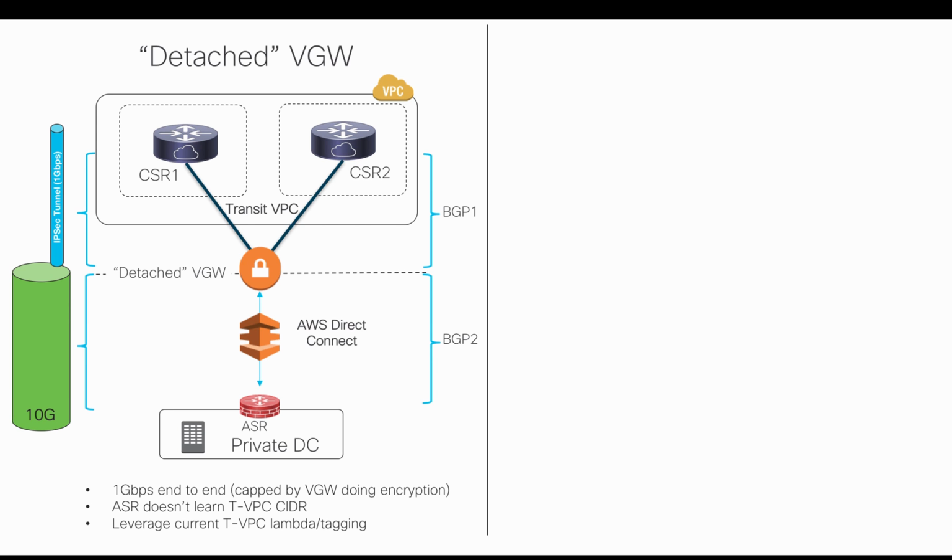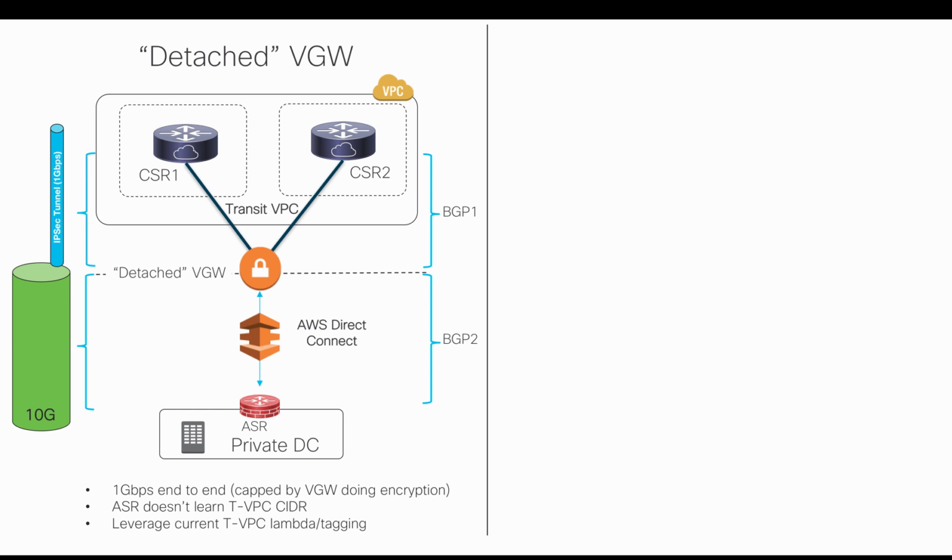Okay, while we are waiting, let's talk about the design we have today. So I guess you have two options to connect your Direct Connect into your Transit VPC. The first option is called detached VGW. You create a virtual private gateway, but you don't attach it to the Transit VPC, while it will terminate the Direct Connect connection at the other side. The benefit of this design is you can leverage the current Lambda function in the Transit VPC. You give the VGW the same tag. It's gonna treat that VGW as another spoke.